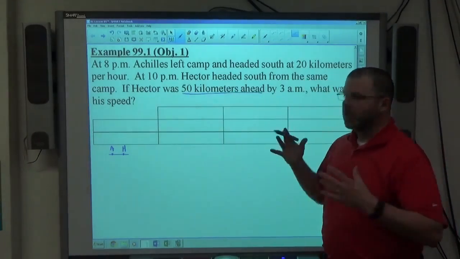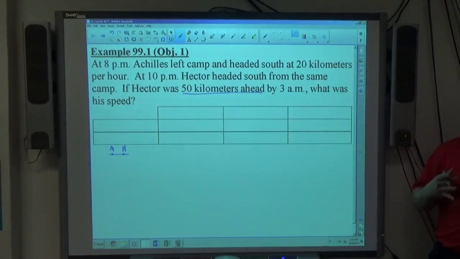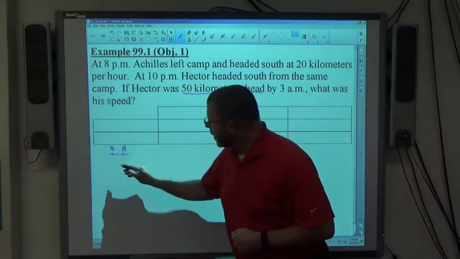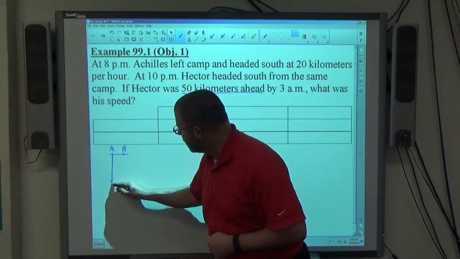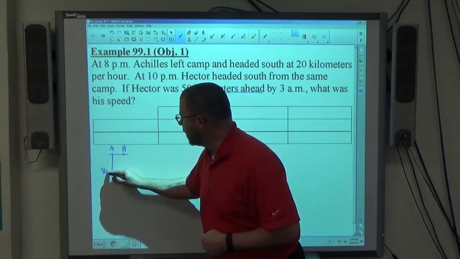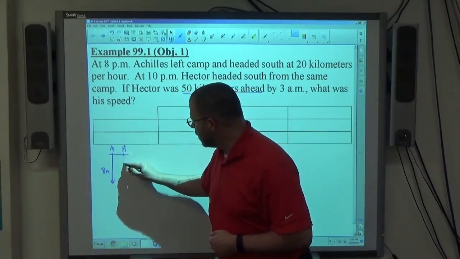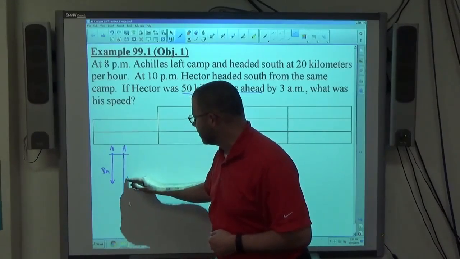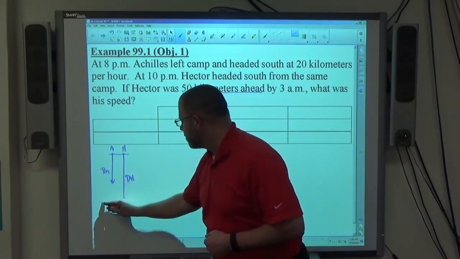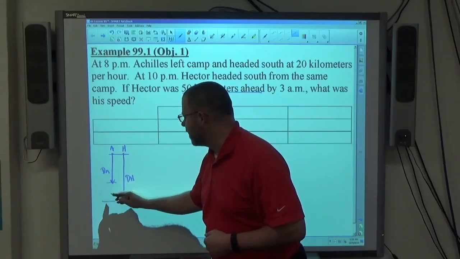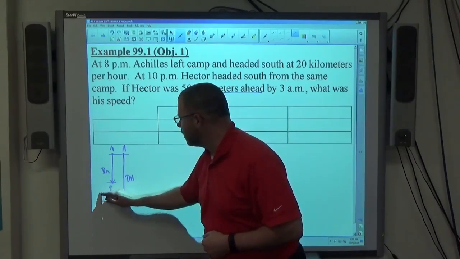All right. So, when I'm drawing distances, what I want to draw is how far they went in relation to each other. I don't know how far Achilles or Hector went, but I know that Hector went more by 50. So, if I draw Achilles going south some distance, and I'll put d sub a to represent Achilles' distance, I'm going to draw Hector's distance line longer because he went further. I don't know his distance either, but I do know Hector's ending point, Achilles' ending point. I know that distance there is 50 kilometers.